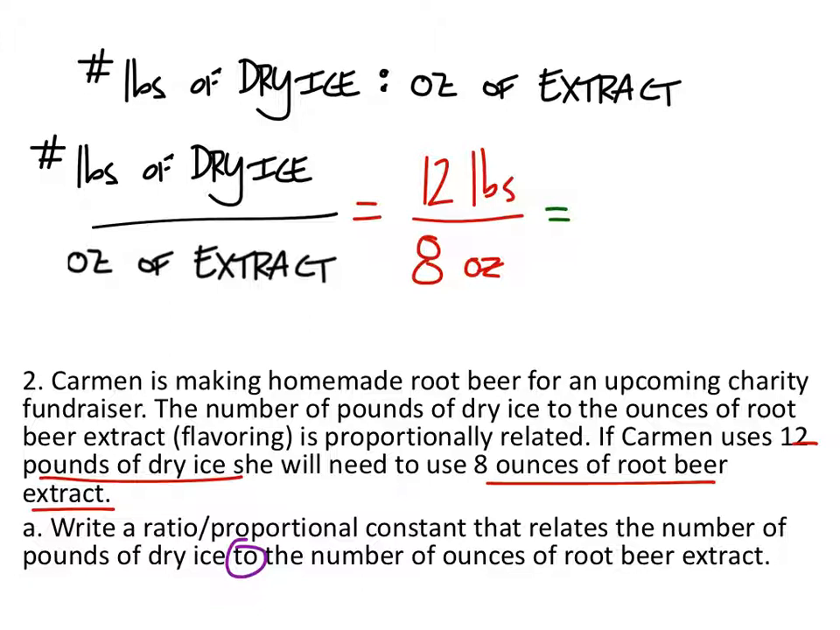And if we were to simplify that, what fraction would we get? So I can divide both by, very good. So if I divided them by 2, I'd get 6 pounds and 4 ounces. Could I simplify this one? Yes. Sure it could. What would that be? 3, 2. Very good. 3 pounds for 2 ounces of root beer extract.